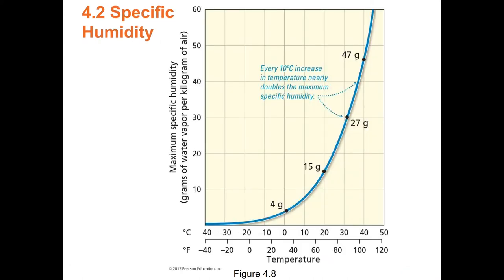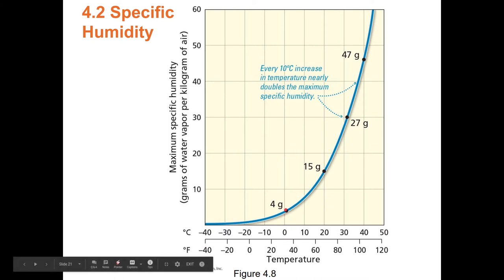This chart is maximum specific humidity. Maximum specific humidity is the most amount of water vapor you could have at any temperature. So as you can see, maximum specific humidity is a function of temperature. This is the max. It doesn't mean you have it. It just means there's that much energy. So every time the temperature increases by 10 Celsius degrees, the maximum just about doubles.